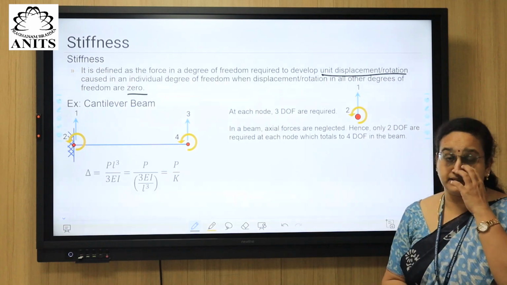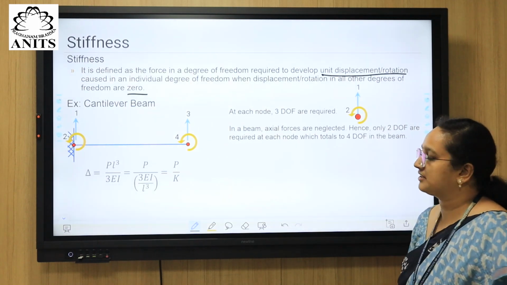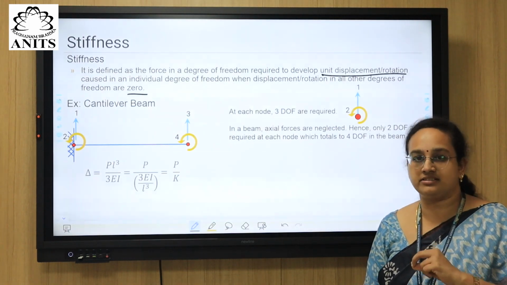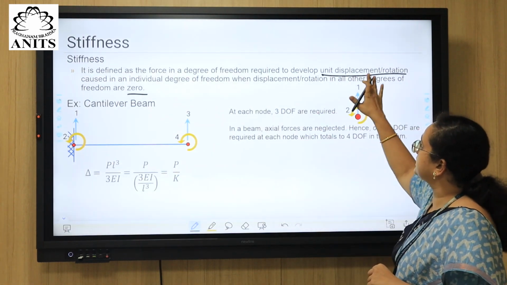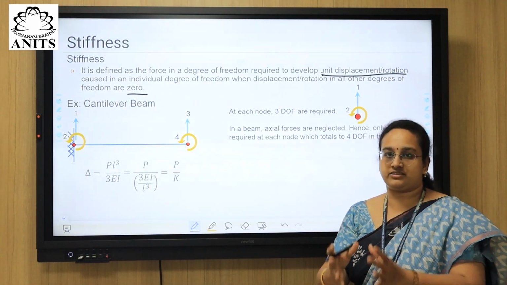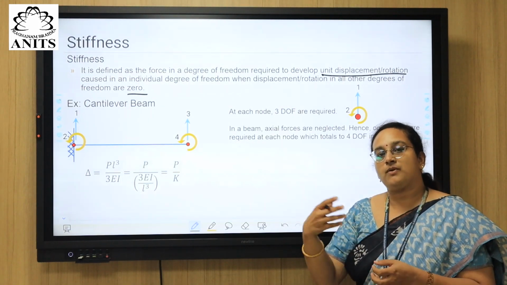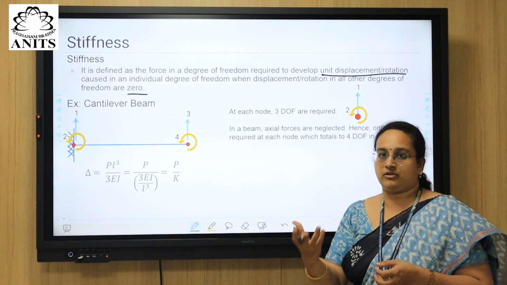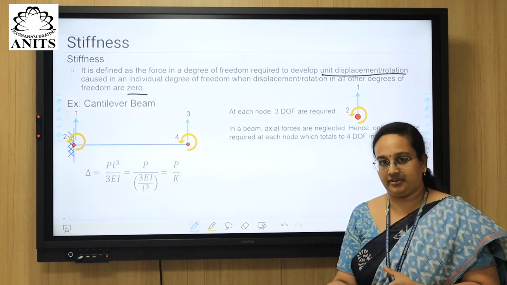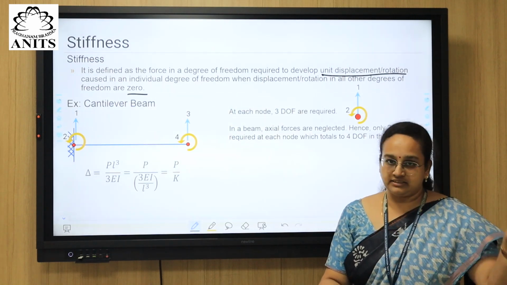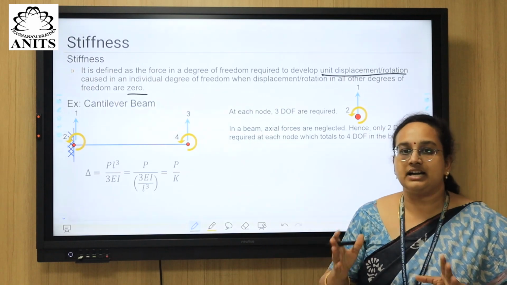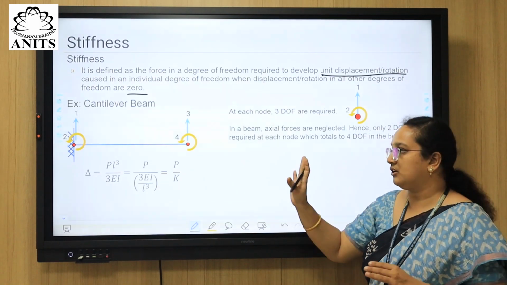Why do we need to define this? Because we need to generate the stiffness at each and every direction or degree of freedom that is available in the structure. Now, unit displacement means it is actually the force required by a structure to cause one unit deformation or rotation in a particular degree of freedom when all other degrees of freedom, the displacements and rotations, are equal to zero. That is the understanding of stiffness.